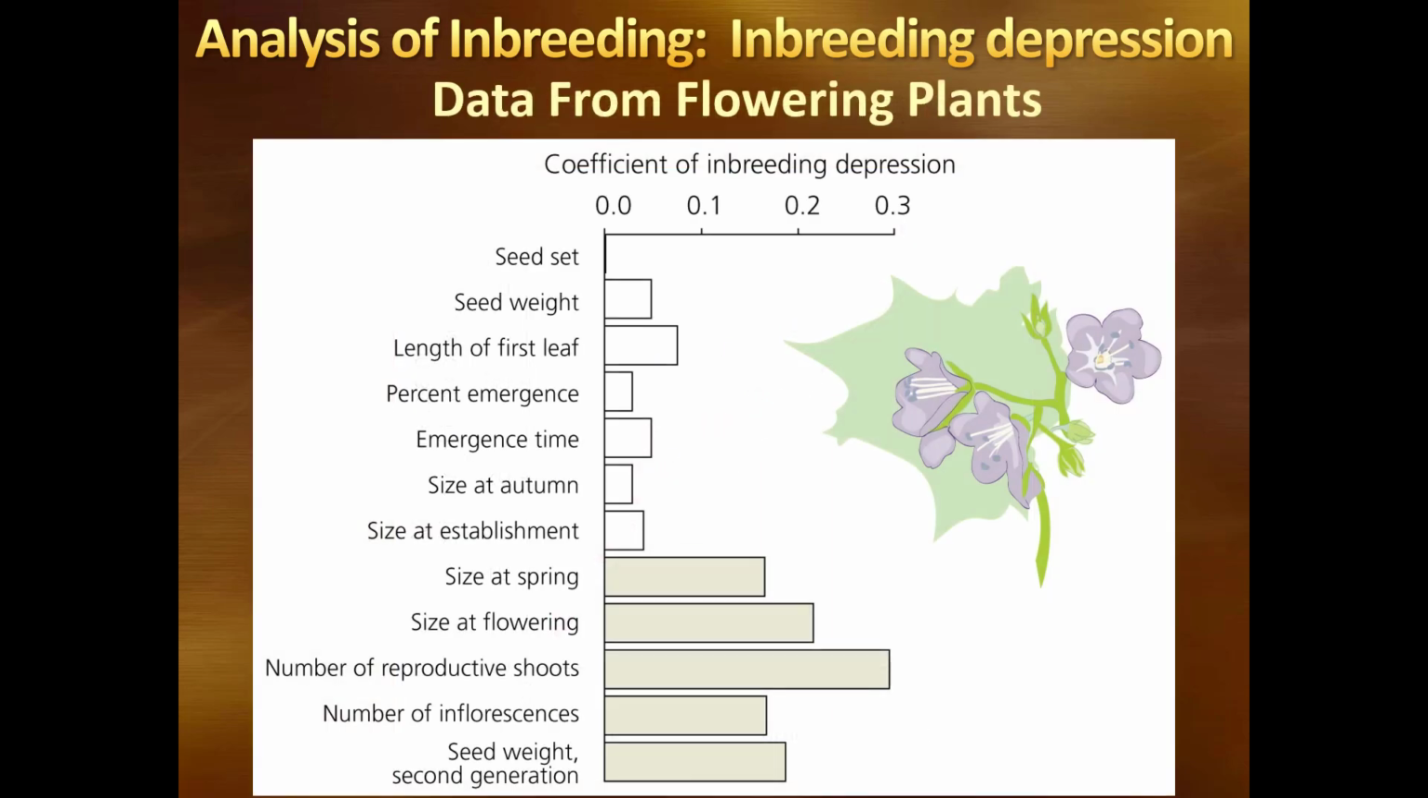This figure shows a similar situation. We have data from flowering plants. What we see up at the top is the coefficient of inbreeding. And so as this number gets higher, there's more and more inbreeding going on. And so what we're seeing is a lot of different ways that that coefficient of inbreeding can change different aspects of the plant's biology. How large it is when it flowers, the emergence time, seed weight, seed set, all of those things are likely to influence the overall fitness of the plant.